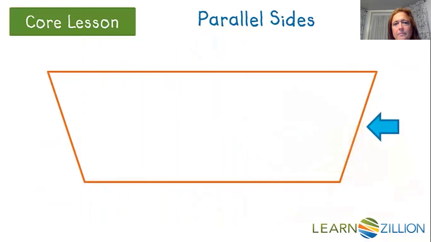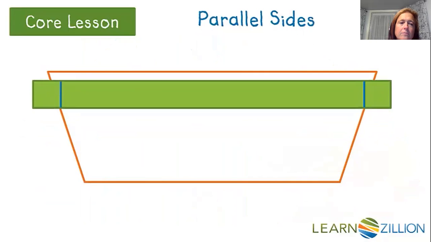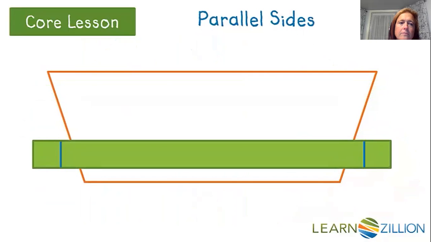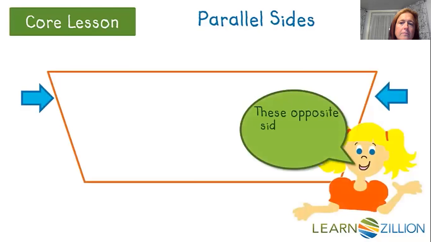What about my right and left sides? Here's my slip of paper again. I will mark the distance here and here. If I move my paper, I will notice that my line does not match, so they are not the same distance apart. That means these opposite sides are not parallel.